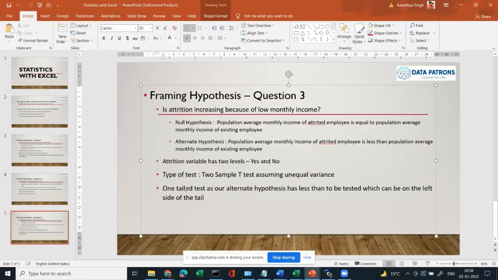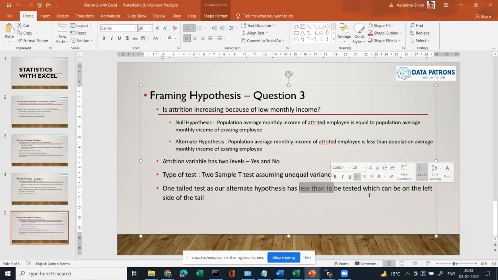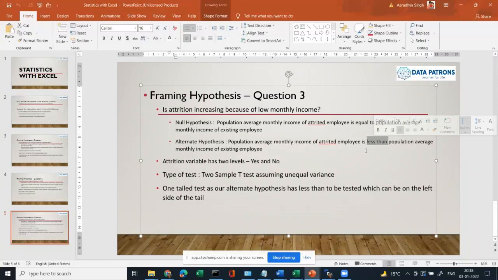However, it is a one-tailed test. And it is a one-tailed test because our alternate hypothesis has a less than to be tested, which can be on the left side of the tail. So what you can do is read the alternate hypothesis. If it has a less than comparison, the test would be one-tailed, a left-tailed test, left side of the tail. If your alternate hypothesis has a greater than sign, then again it is going to be a one-tailed test but a right-tailed test. So less than means one-tailed on the left side of the tail.